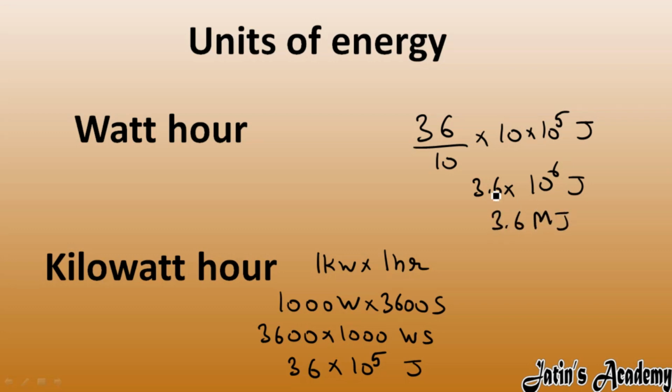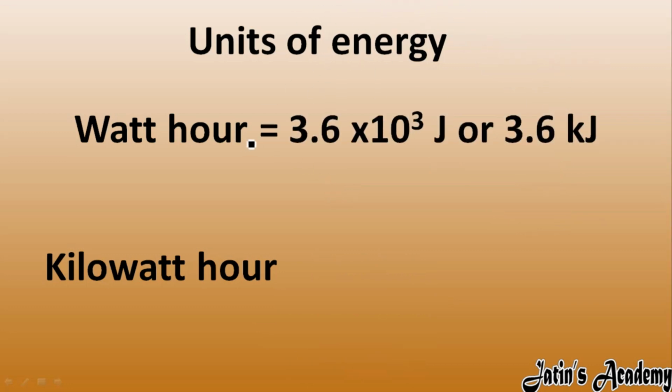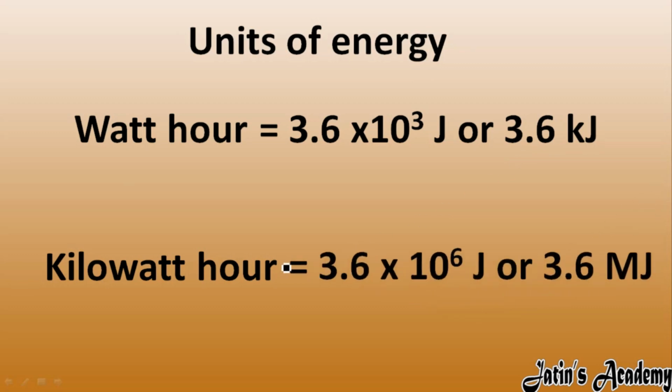So if we see the result, 1 watt hour is equal to 3.6 into 10 raised to power 3 joule, or 3.6 kilojoule, and 1 kilowatt hour is 3.6 into 10 raised to power 6 joule, or 3.6 megajoule. Clear? Next we have calorie.